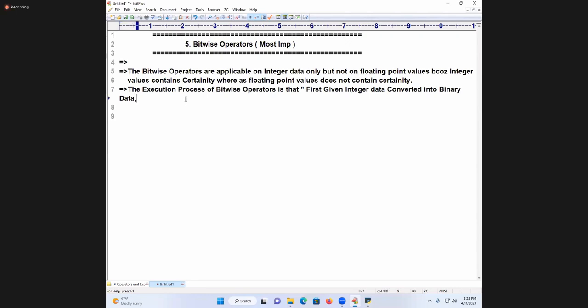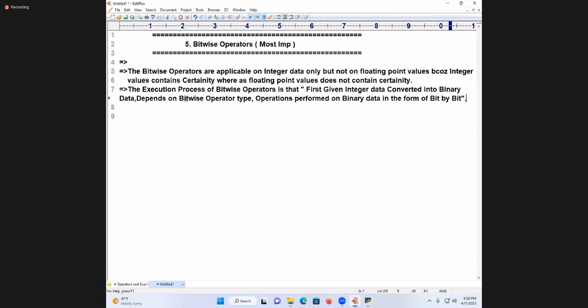Binary data, and the operation will depend on the bitwise operator type. Operations are performed on binary data in the form of what? Bit by bit. In the form of bit by bit.